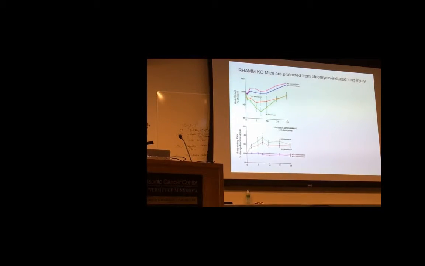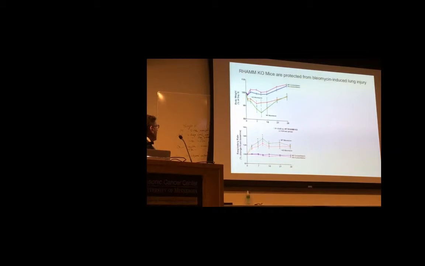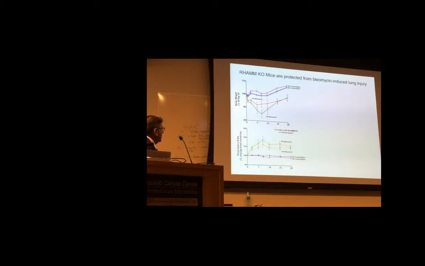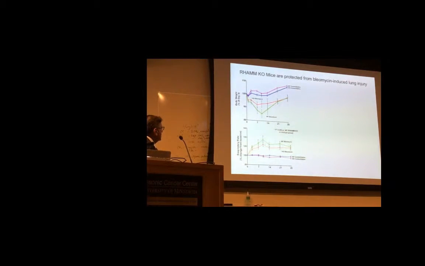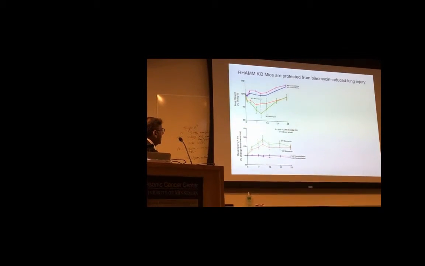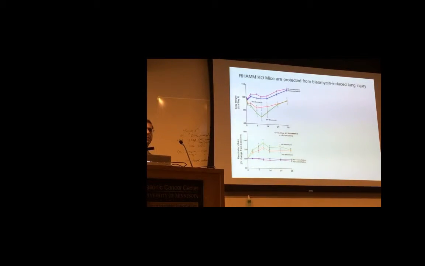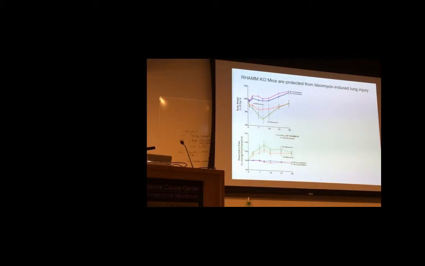When we looked at the respiratory rates now with our fancy plethysmography system, we note that the wild type and knockout mice had no changes in respiratory rate from baseline. The wild type animals had early increases, which increased up to 10 days and then never quite got back down to normal, but were improving by the time we went to 28 days. The knockout mice were protected since they had lower respiratory rates than the wild type animals.